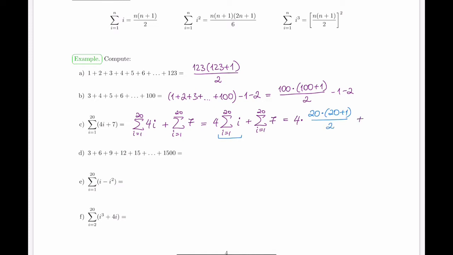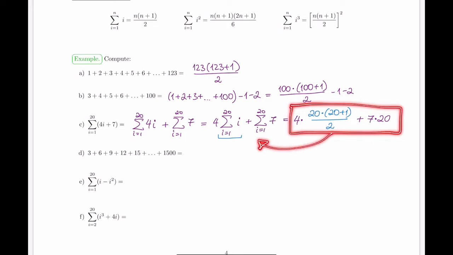Plus, and now of course I have to deal with this summation. And again, remember from last time, here I'm adding a constant to itself 20 times. So this is simply going to be 7 added to itself 20 times. And that is what I'm going to have as the final answer. Again, leaving it in this format allows me to see where your actual reasoning came from.